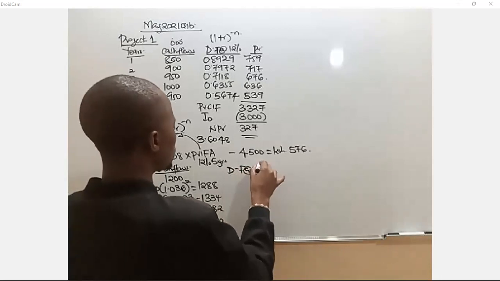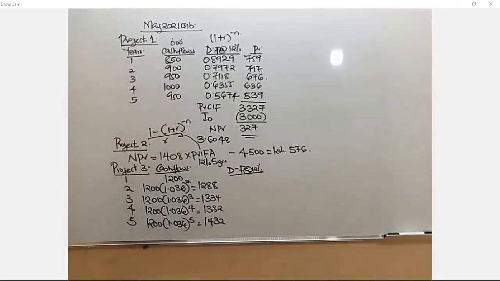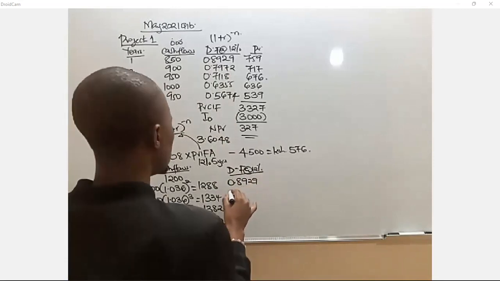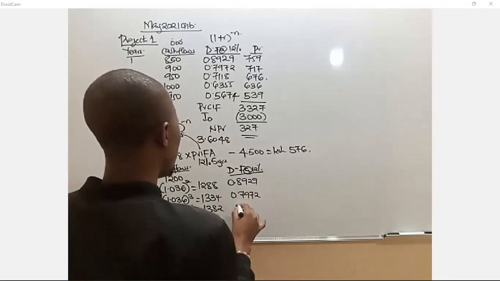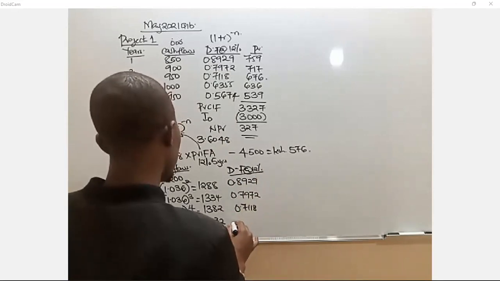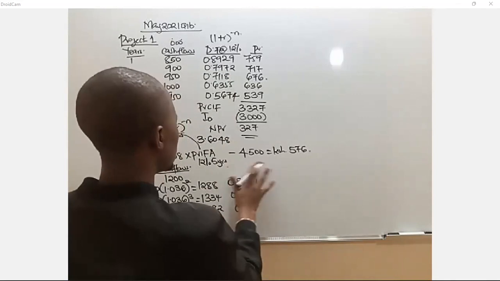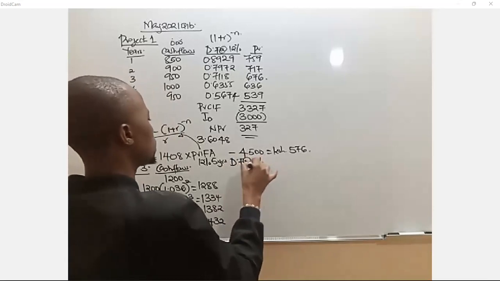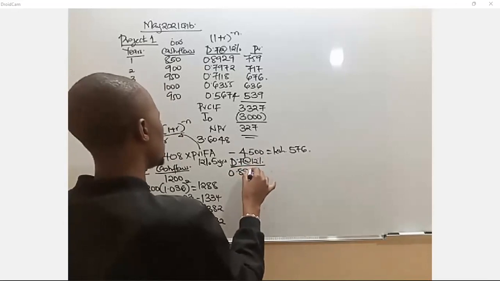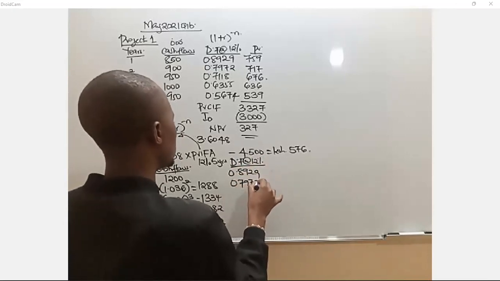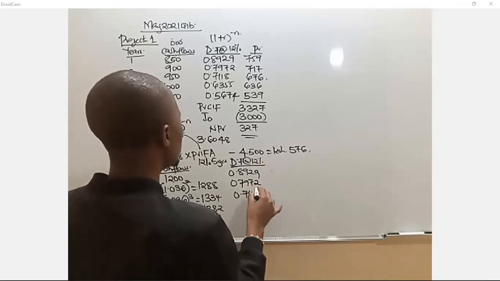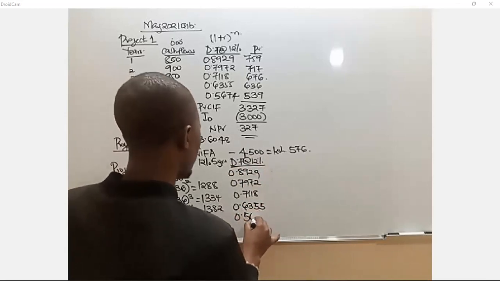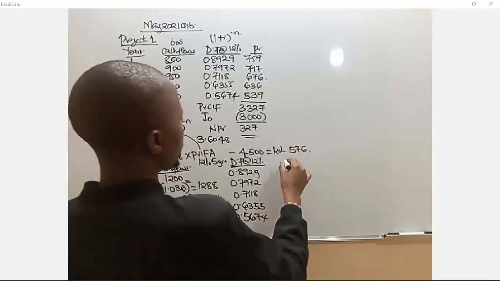What is our discount factor at the rate of 10%? Are our discount factors going to be changing? We say no. We're just going to be copying from what we have gotten there: 0.8929, 0.7972, 0.7118, 0.6355, 0.5674. Correct.